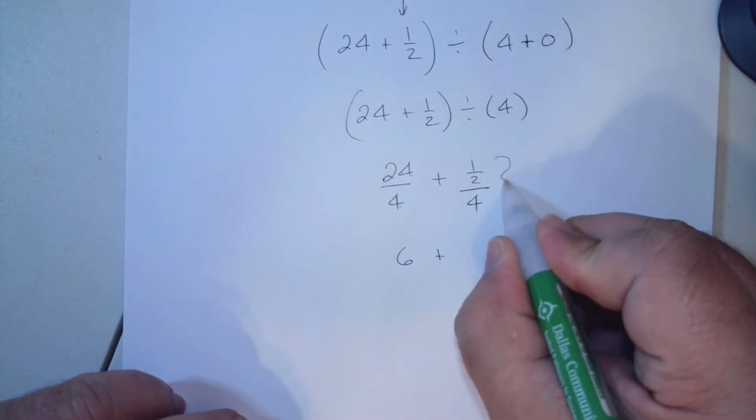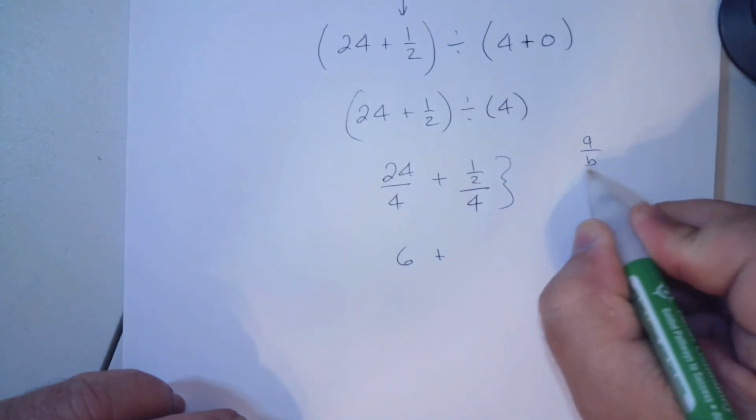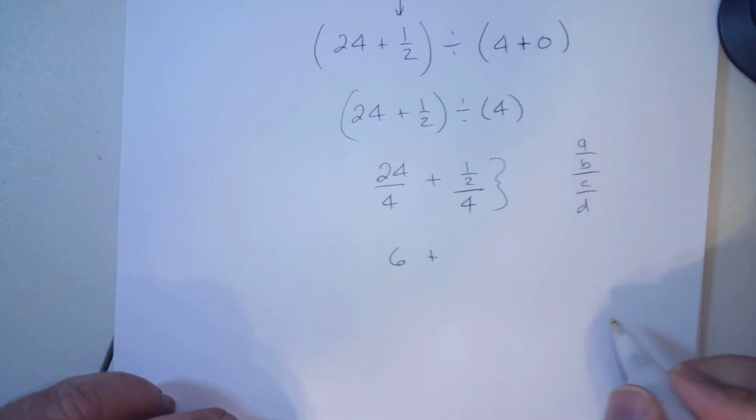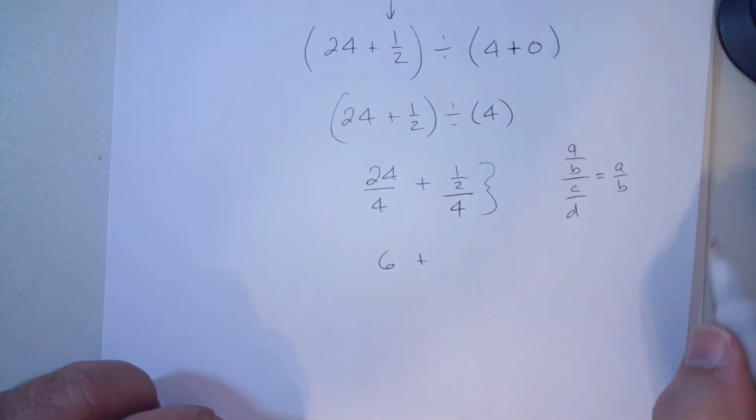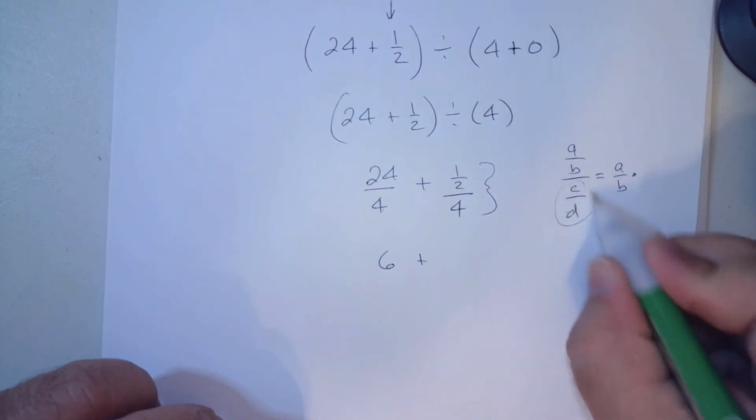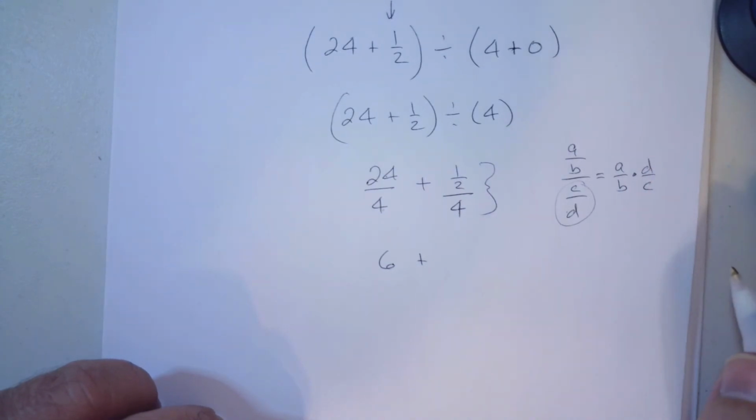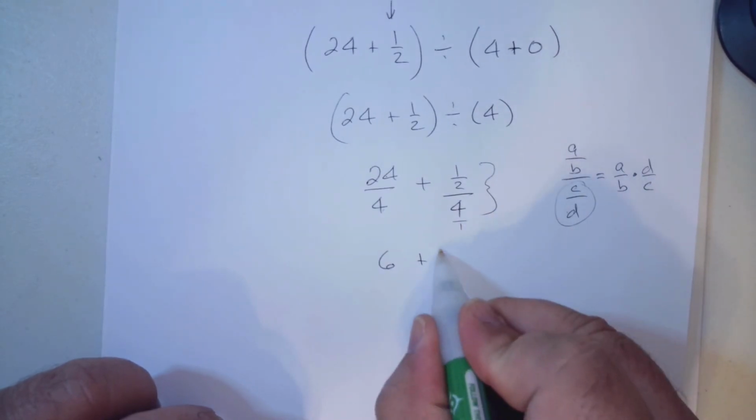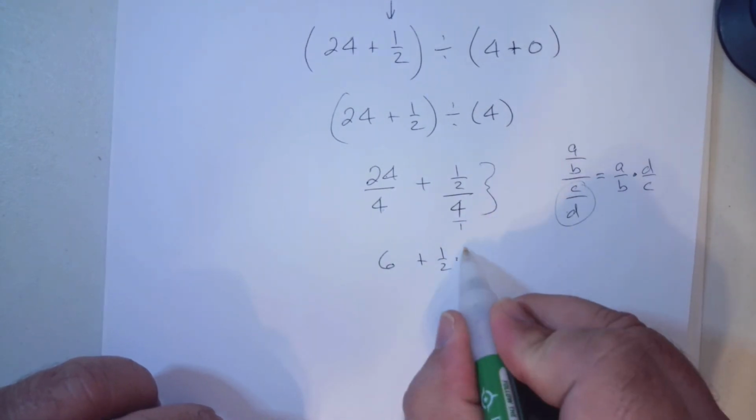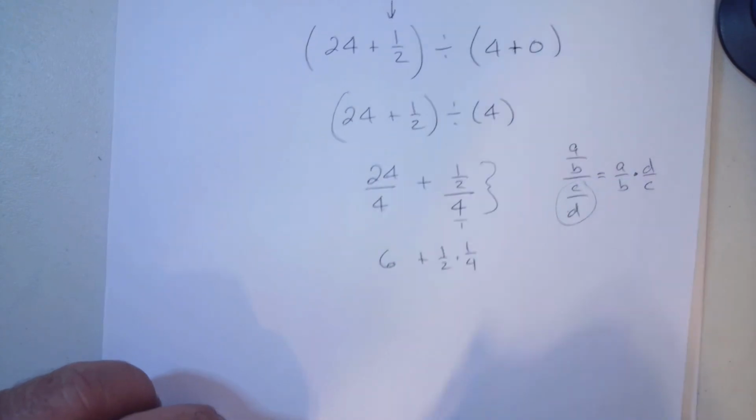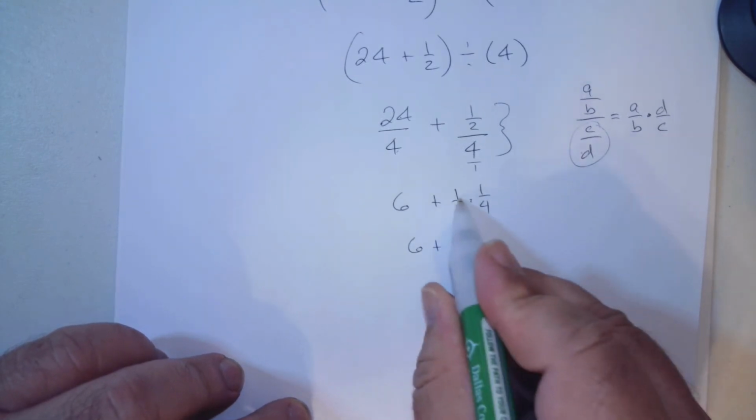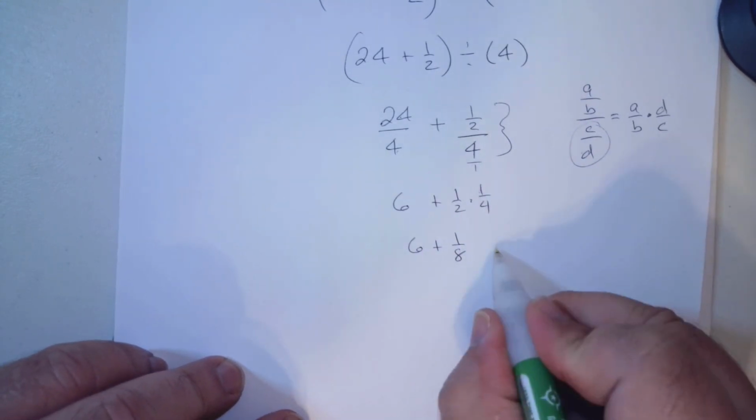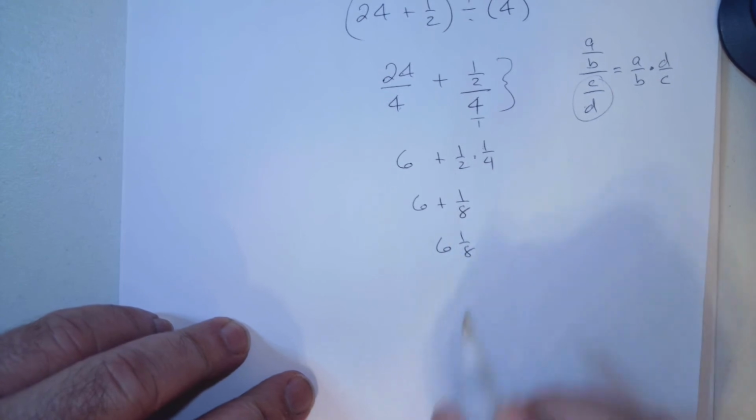Now, whenever you have a fraction over a fraction, take the top fraction, leave it alone, multiply by the flip of the bottom. So this is over 1. So we have 1/2 times 1/4. 1 times 1 is 1, 2 times 4 is 8. So the answer is 6 1/8.